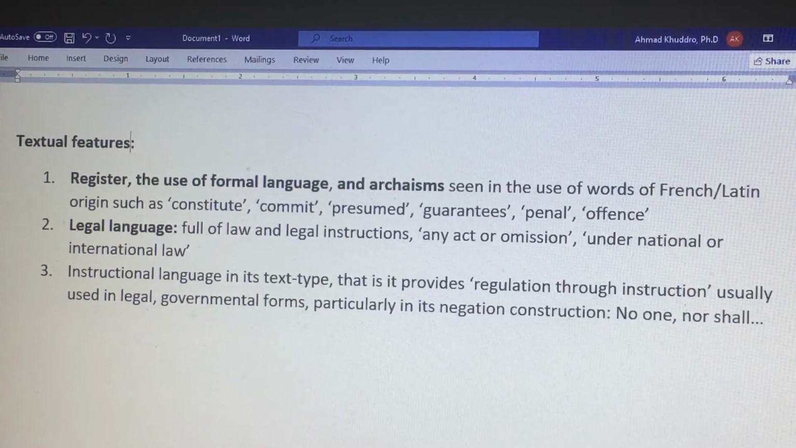And there's also the instructional language being used, and its text type. That is the legal language or text, in that it provides regulation through instruction, as Basil Hatim at one time says, which is usually used in legal, governmental forms, to be used in courts, in departments or in ministries, particularly in its negation form as well. No one, nor shall, no distinction. And all of these negations that are used, of course, this negation is related to grammar.